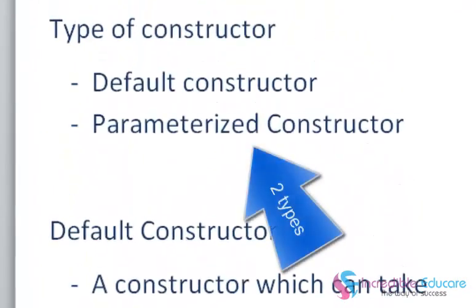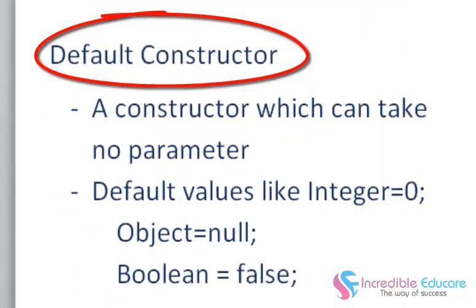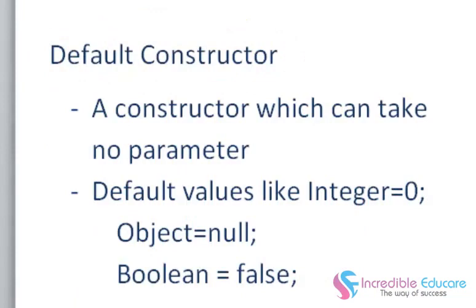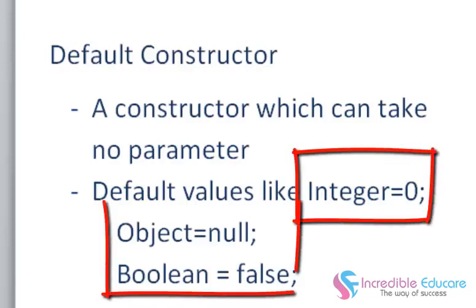There are two types of constructor: default constructor and parameterized constructor. First, the default constructor: a constructor which takes no parameter. In a default constructor, Java provides some default values, like integer is equal to 0, an object is null, and the boolean default value is false.